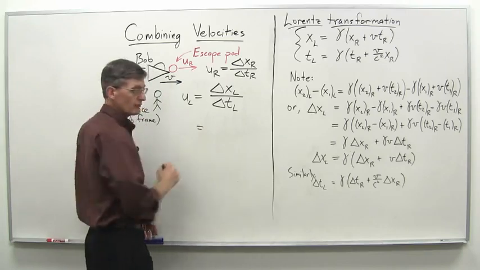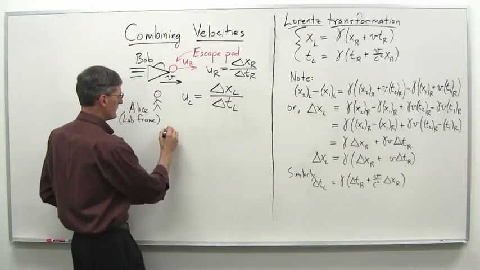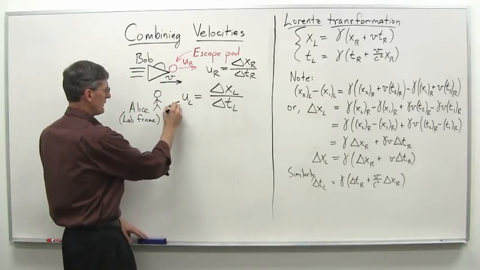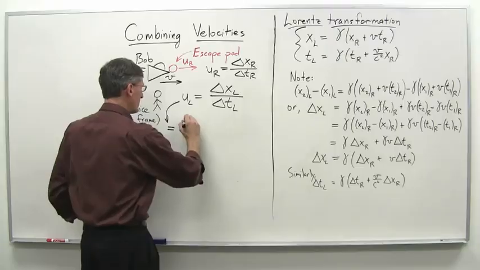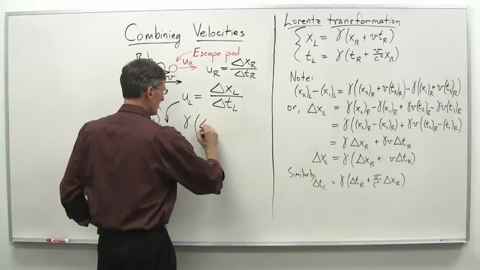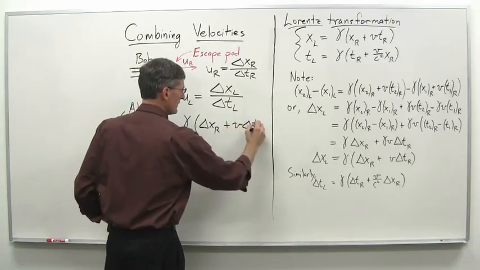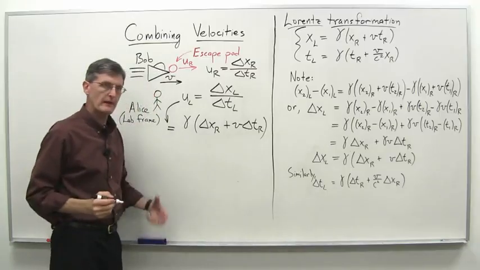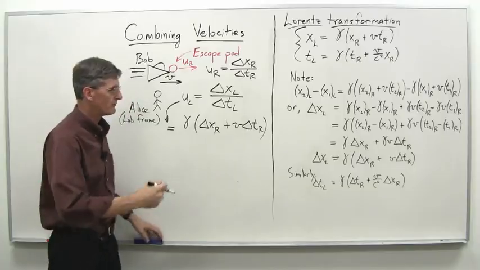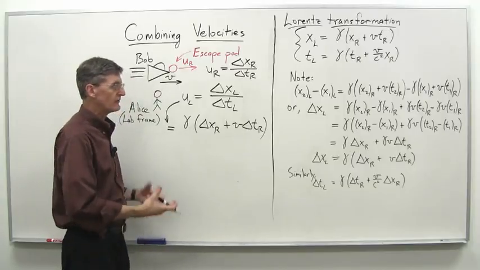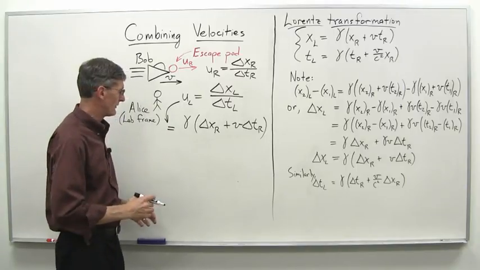So using our results from over here, and let's give us a little more room here. We'll say this equals, so u sub L equals, here's delta x sub r. So we write gamma times delta x sub r plus v delta t sub r. And this, by the way, is one of the examples where we're finding the Lorentz transformation is very useful, why we spent the time to actually derive it, see where it comes from. So it's not just a magic formula or anything like that.